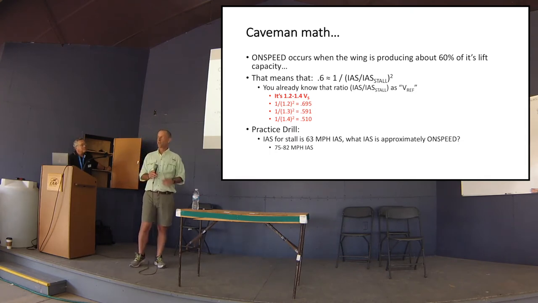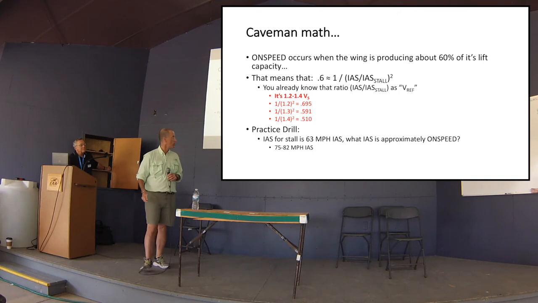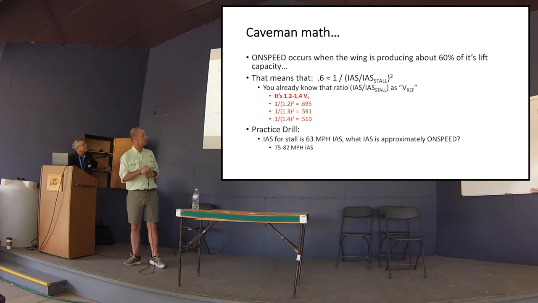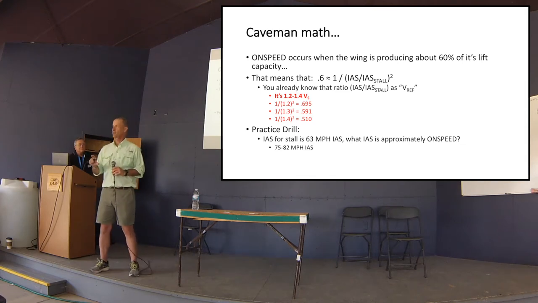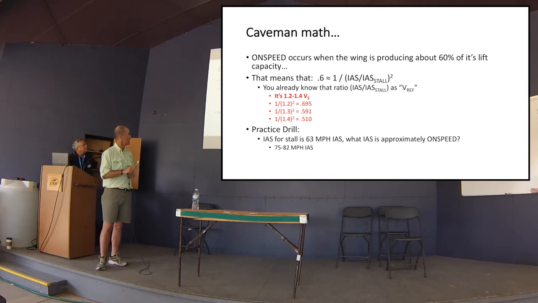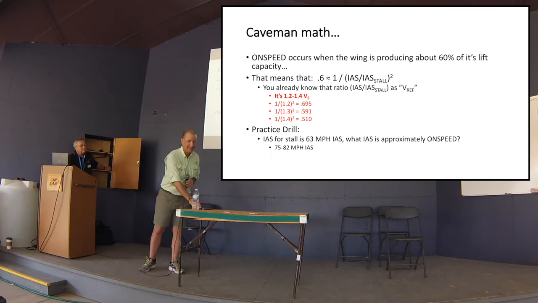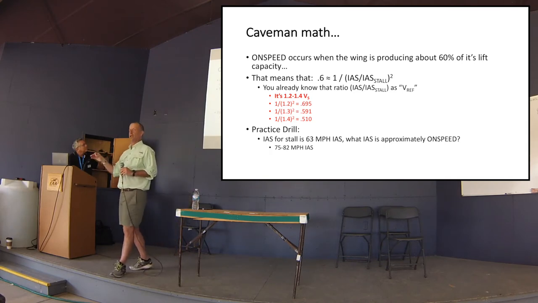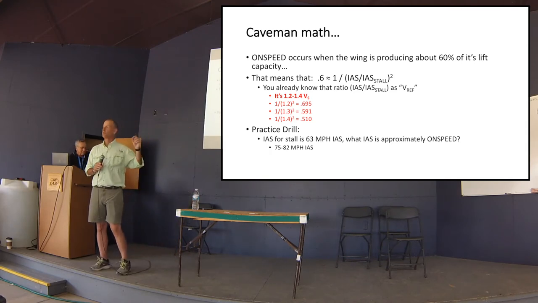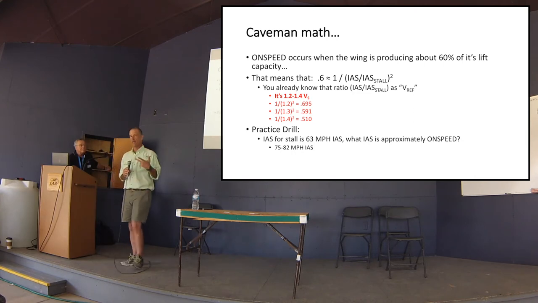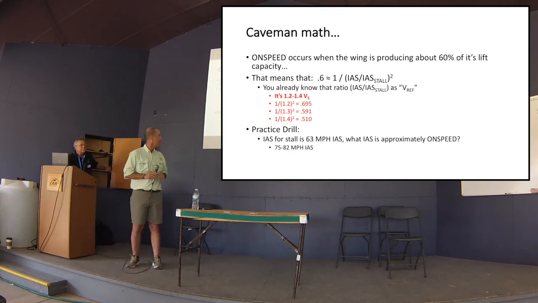Right in the middle at 1.3. And remember when I said that the wing was producing about 60% of its lift? Well, look at 1.3. If you plug that into your iPhone, turn it sideways, turn it into a scientific calculator, you'll see that that little equation works out to 0.591, which is about as close as you can get to 0.6. Now that doesn't mean that in your airplane, that's going to be exactly right, but that's where you start looking for it. Everybody's airplane is a little bit different.